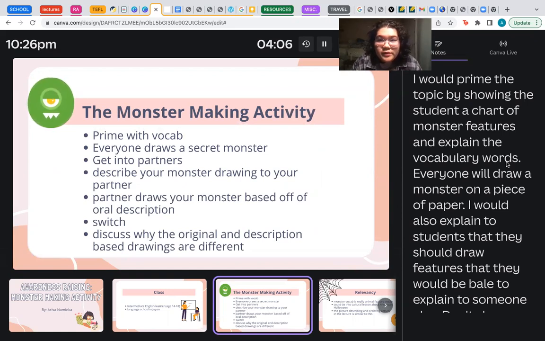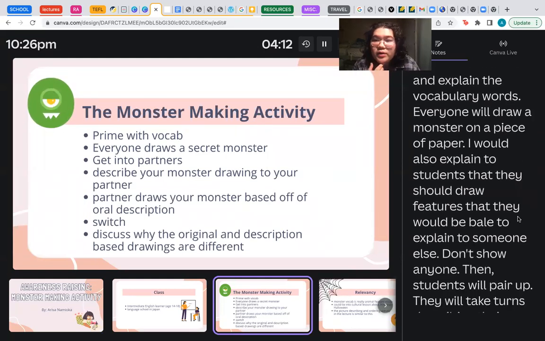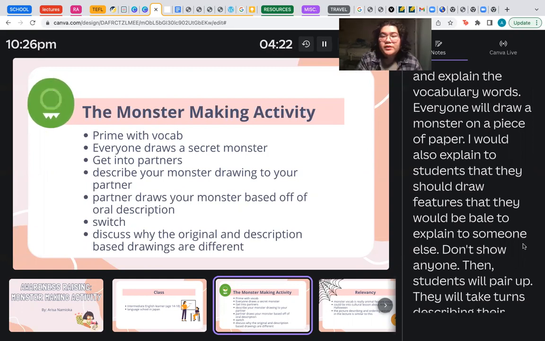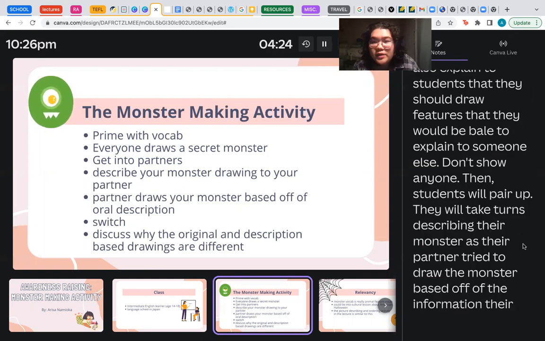I would first prime the topic by showing the students a chart of monster features and explain the vocabulary words of these features. And then I would instruct everyone to draw a monster on a piece of paper. I would also explain to students that they should draw features that they would be comfortable explaining to somebody else. And I would also make sure that they don't show their drawing to anybody else.